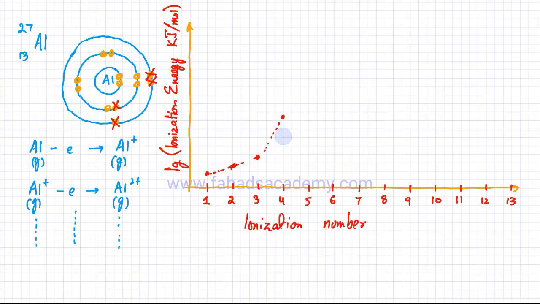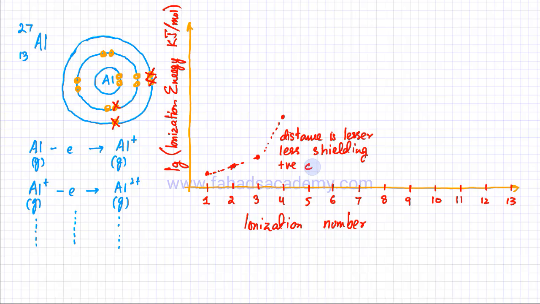So again, the distance of the fourth electron is lesser, and there's less shielding, and the third point is that the positive charge on the ion increases. Now all these three factors point to the fact that ionization energy should increase. So it increases drastically because there are three factors that we need to account for.